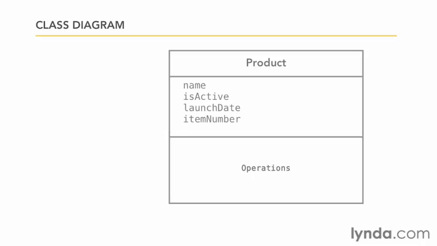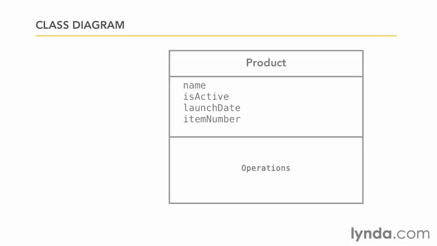So we'll start to name these using whatever naming format is typical for your language. I'm going with the common camel case. Lowercase first letter, uppercase each following word. And obviously this is an incomplete class diagram. We've got some basic data. A product has a name, it has an isActive flag that can be true or false, it'll have a launch date, and say an item number.